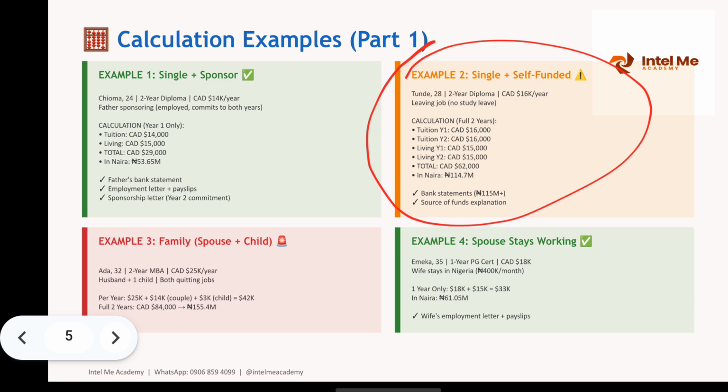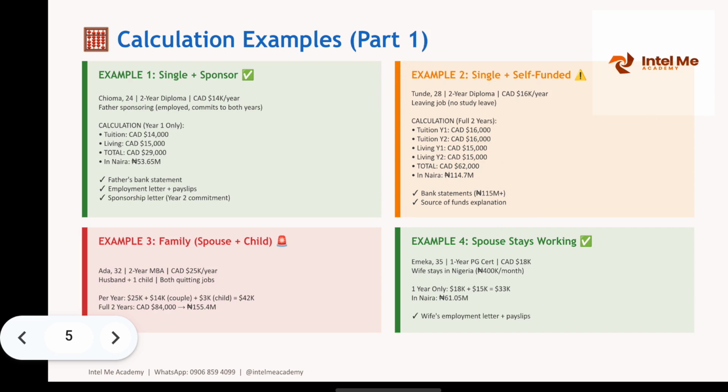So in order for Tunde to get his visa approved, now he has to show that he can cover the entire 2 years. His tuition, his living expense for both years, he has to show that. So you can see his own total is different. You will need to show his bank statements showing that he has that amount, and he would also need to show source of funds. That is, where did he get that money that he's using to sponsor his education.